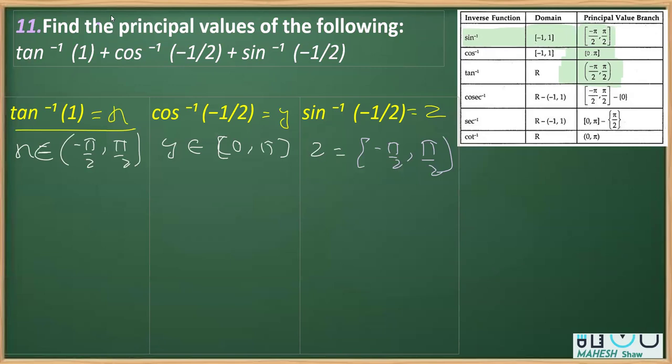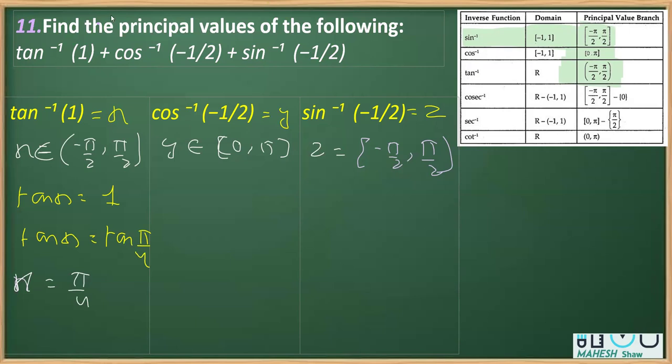Now, if tan inverse 1 is equal to x, so clearly tan x is equal to 1. I can replace 1 with tan pi by 4, that's 45 degrees. So the value of x we got is pi by 4.